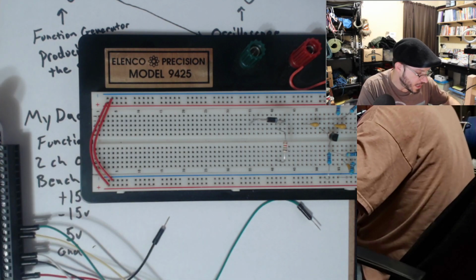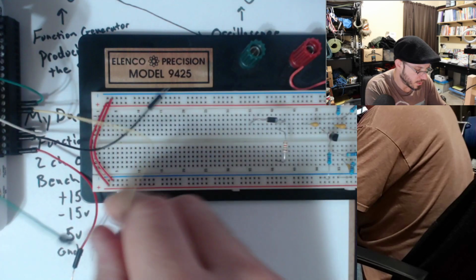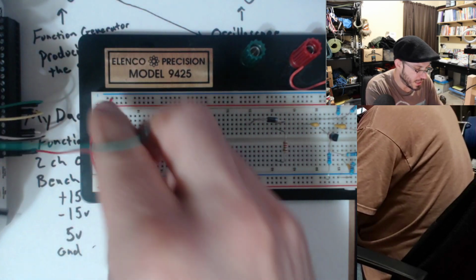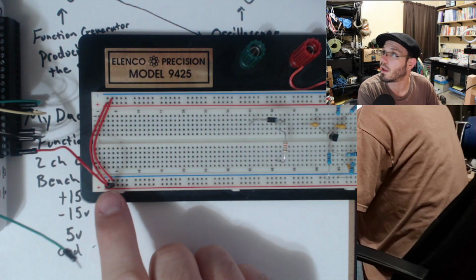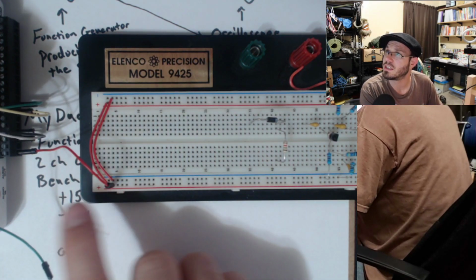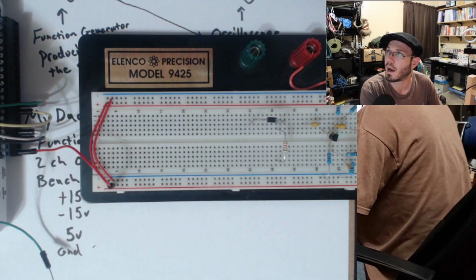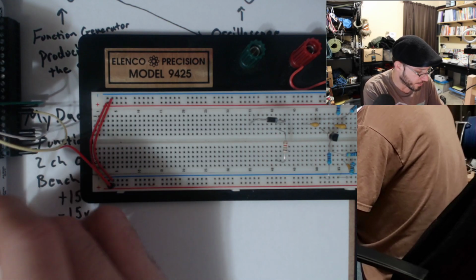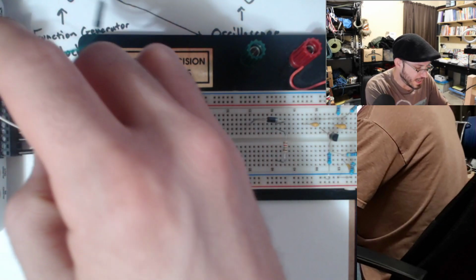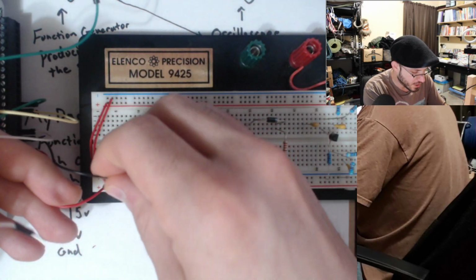So what I'm going to do is I'm going to take my plus 15 and I'm going to attach that to my positive rail. And I'm going to do this down here just to keep some of these wires out of the way of my function generator wires and my oscilloscope wiring. And now I'm going to take ground and I'm going to do the same thing. I'm going to attach it down here to the minus rail.